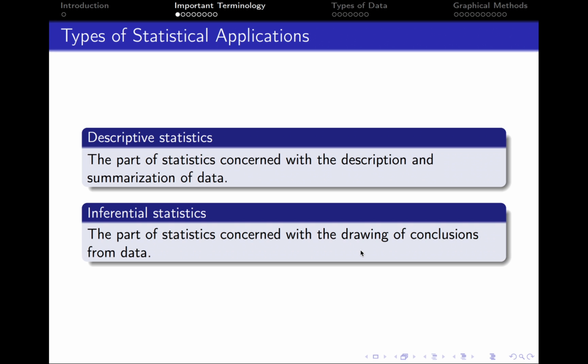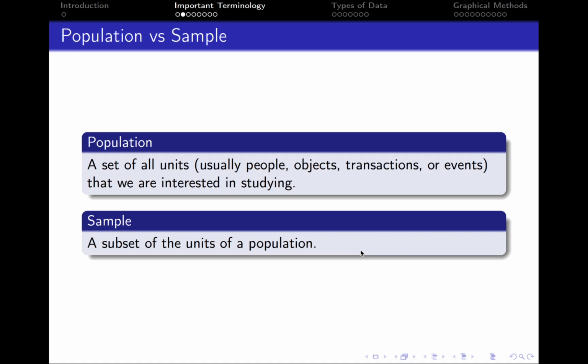When it comes to important terminology, you need to be familiar with two types of statistical applications. The first type is descriptive statistics, and this is the part of statistics that is concerned with the description and summarization of data. So we will learn how to describe and how to present data. And inferential statistics, this is the part of statistics that is concerned with the drawing of conclusions from data. So that means that we will not only calculate some values, but we will also learn how to interpret those results, how to make conclusions based on the values we estimate.